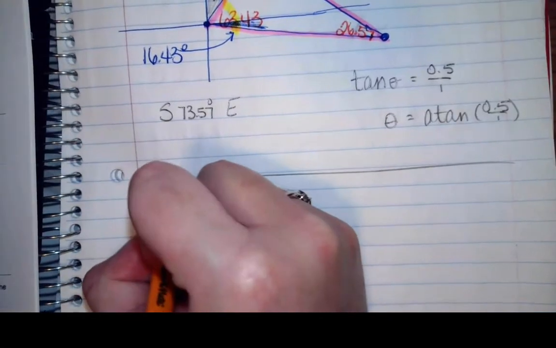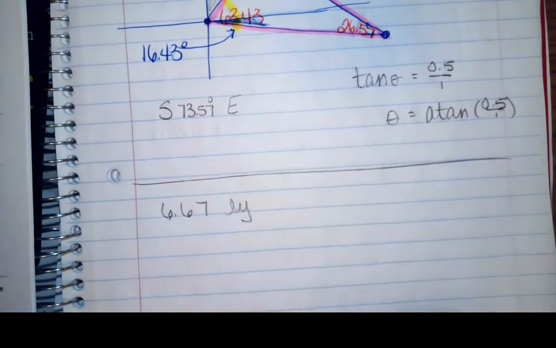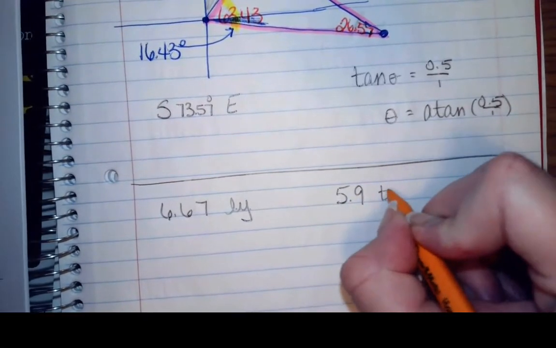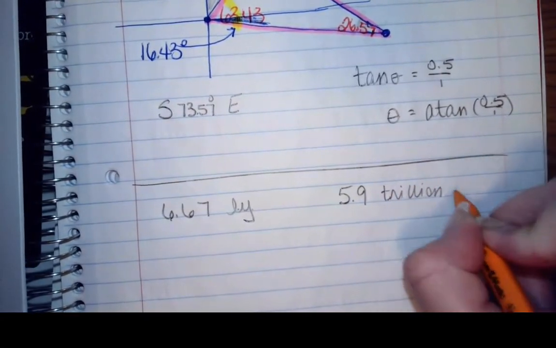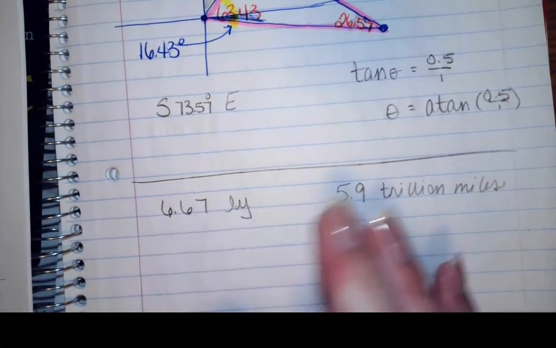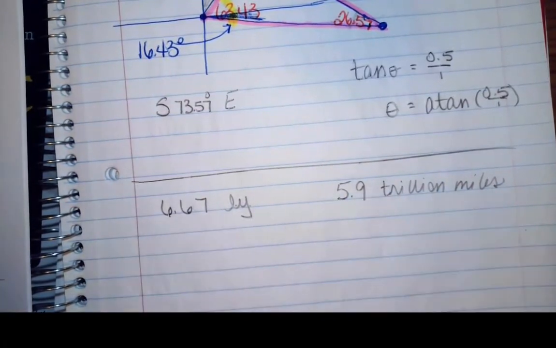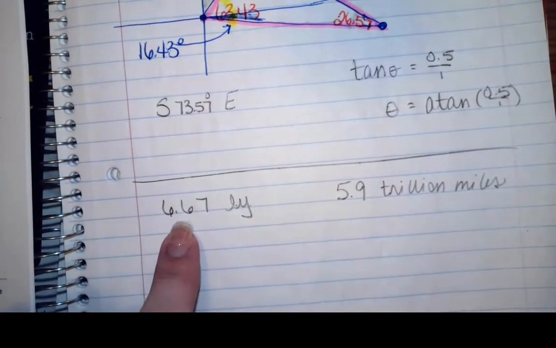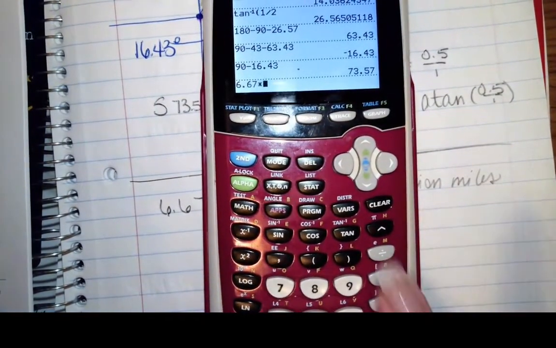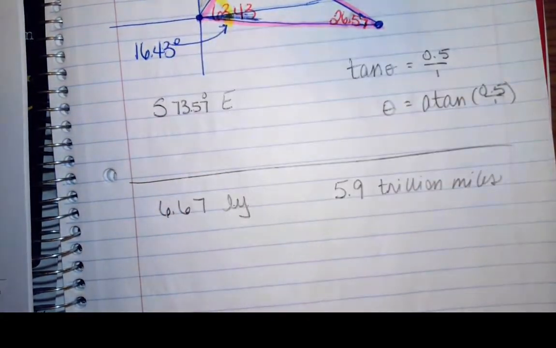What I have is 6.67 light years from Earth. Okay, and I know that 1 light year is 5.9 trillion miles. So how many miles am I away? I just need to take 6.67 times 5.9 trillion, which is going to be roughly 40 something-ish, because this is roughly 6 and this is roughly 6. So 6.67 times 5.9 gives me 39.353. So it's 39 trillion.